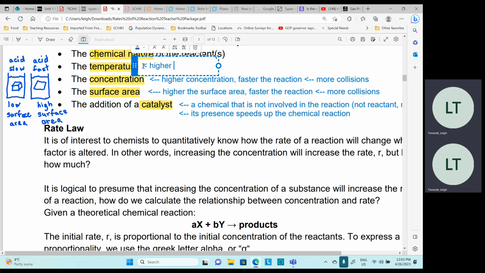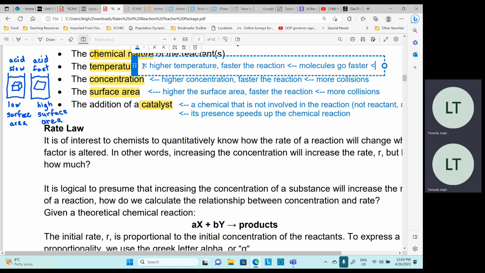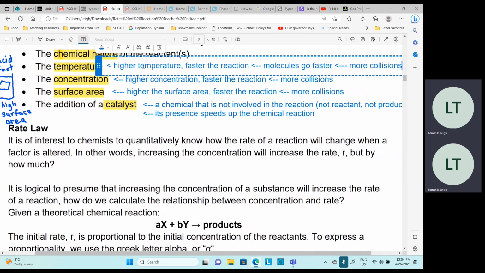So the higher the temperature, the faster the reaction. Okay, and this is because the molecules go faster and then they make more collisions with one another.